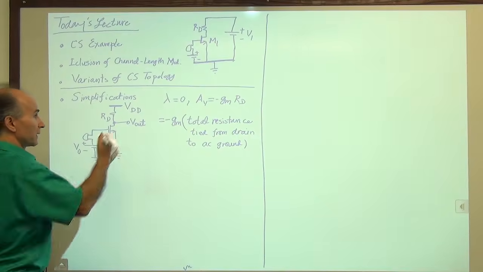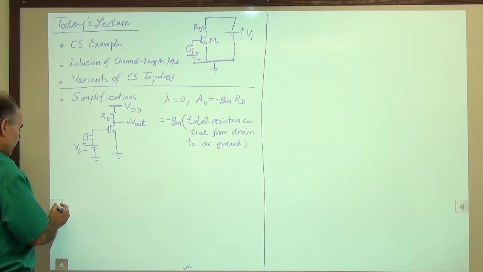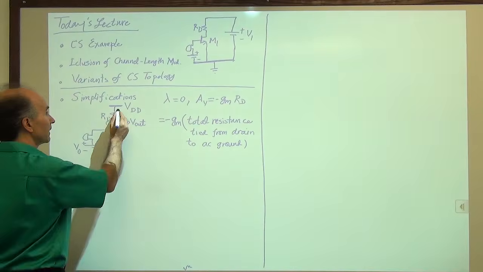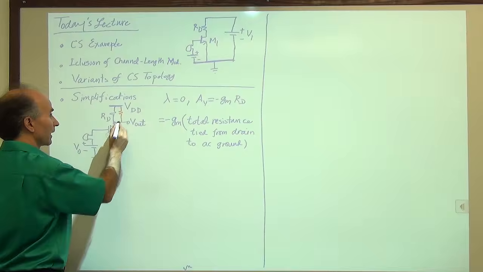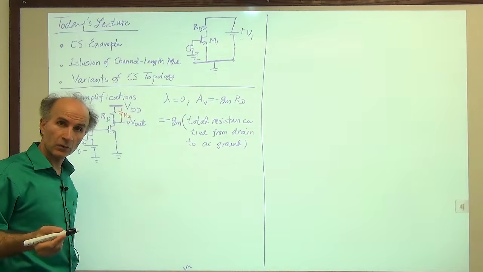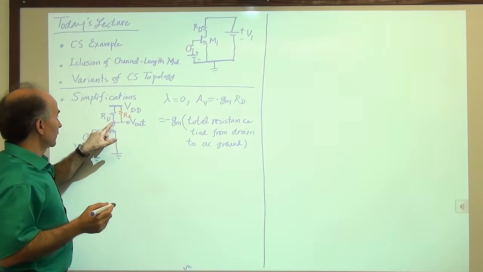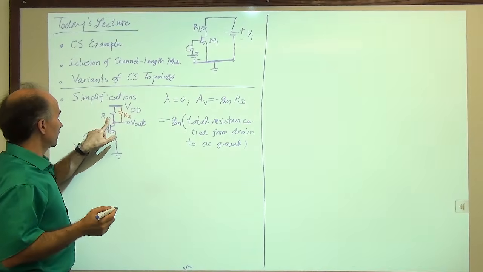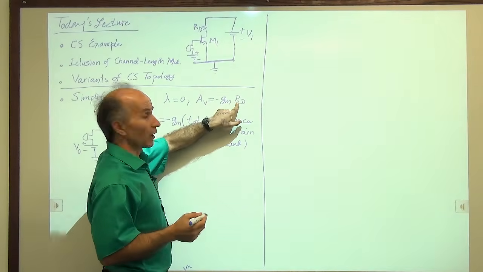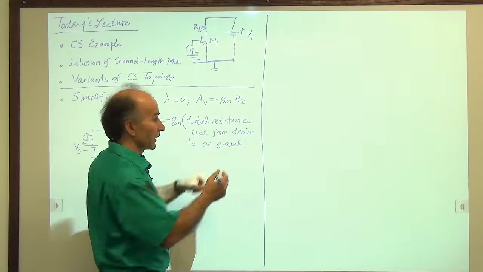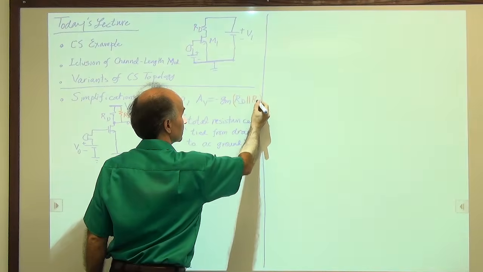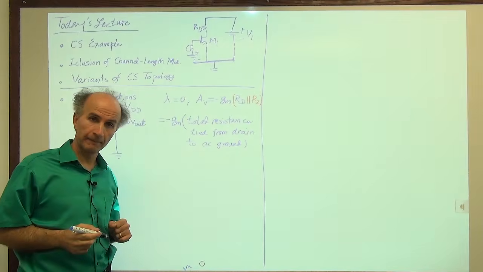Okay, so what this means is that if I come along and add another resistor from here to here and call it R2, you know what to do. You say, well, the total resistance tied between drain and AC ground is RD in parallel with R2. So this turns from RD to RD in parallel with R2, as an example. Okay, so no problem there.